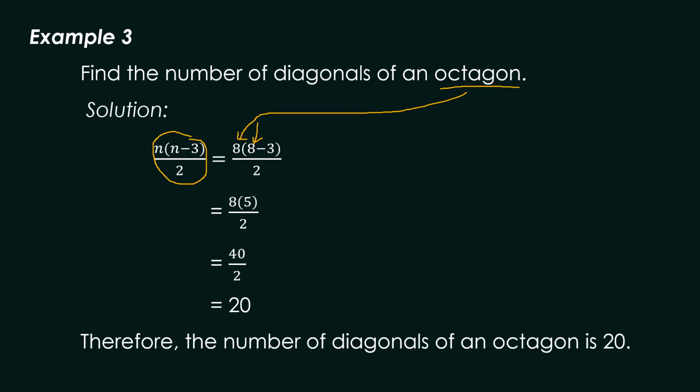Sagutan nyo muna yung nasa loob ng parenthesis. Itong 8 minus 3. So, that is 5. And then, tsaka, i-multiply sa 8. 8 times 5 is 40. And then, tsaka mo i-divide. 40 divided by 2 is 20. So, the number of diagonals of an octagon is 20. Ang dami, di ba?